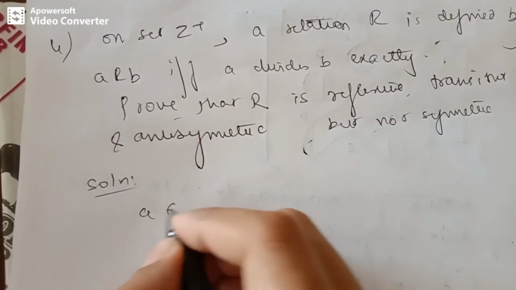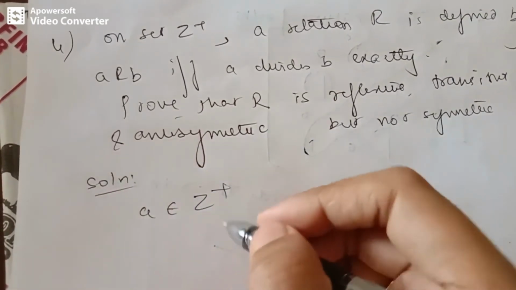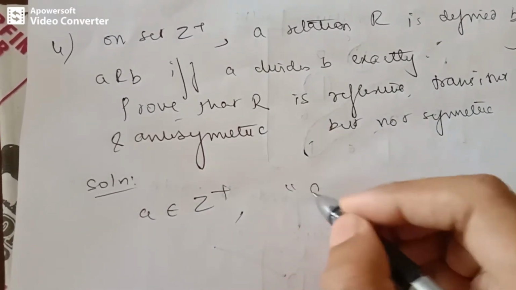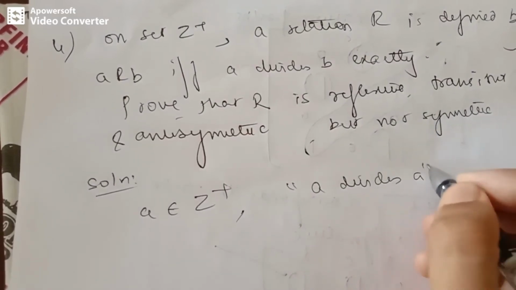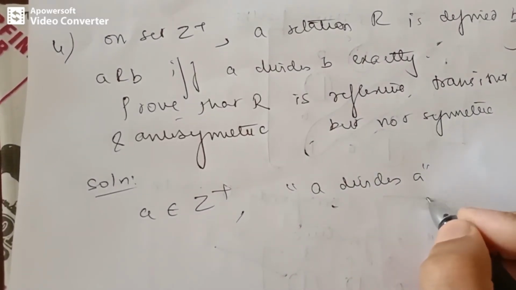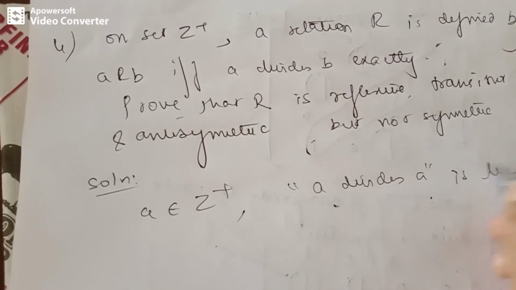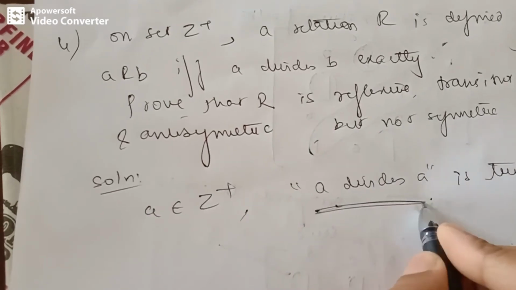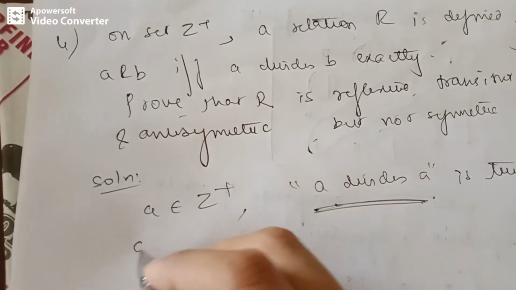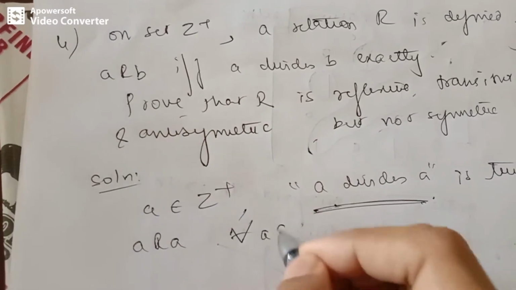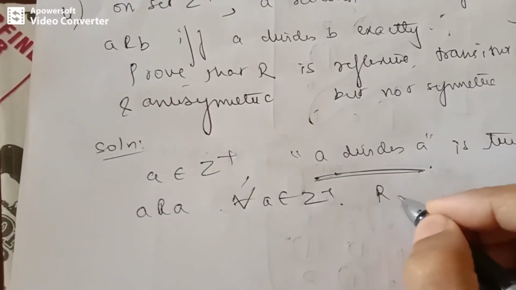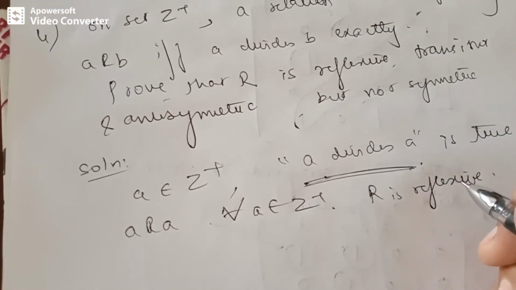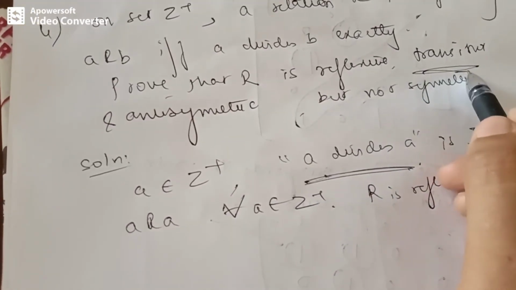If you take any A belongs to Z plus, any particular element, you know the statement A divides A is true, right? Any number divides itself, correct? If we take any number, this is true. A will be related to A in this relation, that is A divides A. So therefore A is related to A for any A belongs to Z plus, and therefore R is reflexive.